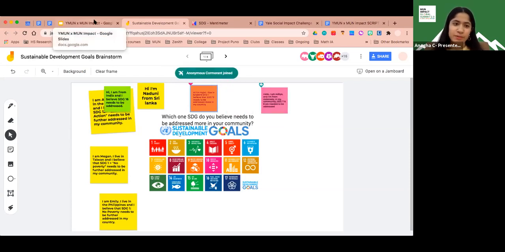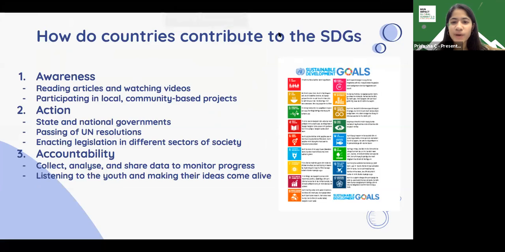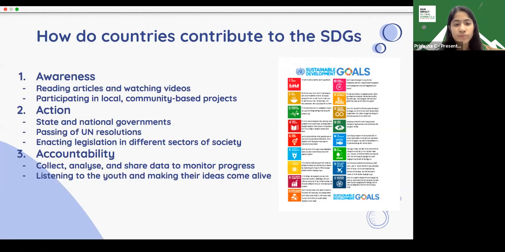Okay. So in the interest of time, we'll move back, but we'll come back to this afterwards. Now I'll briefly be talking about how countries actually work towards achieving the SDGs. You can remember this by three A's: awareness, action, and accountability. When it comes to awareness, this has to do with education, because education is the first step to taking any form of action. At a micro level, you can do this by reading articles and watching videos and even participating in local community-based projects, like maybe beach cleanups in the Philippines, because that way you can interact directly with the issue and learn more from people who may know more than you.